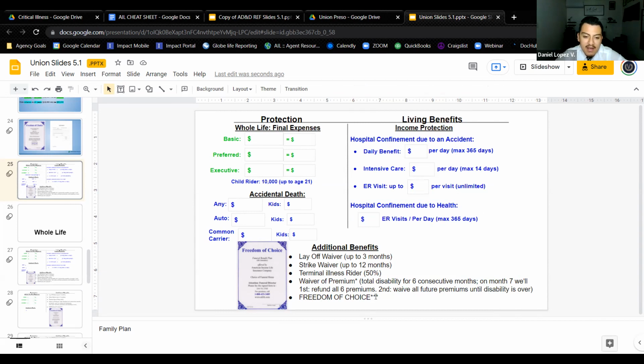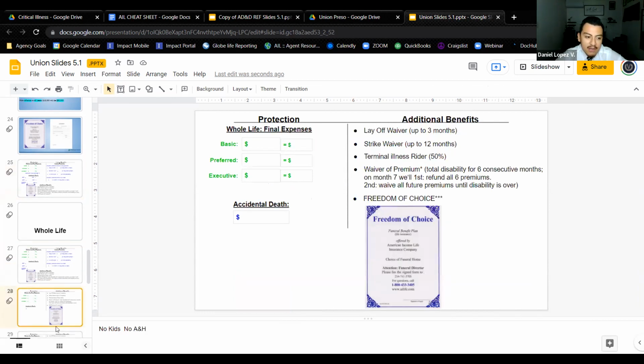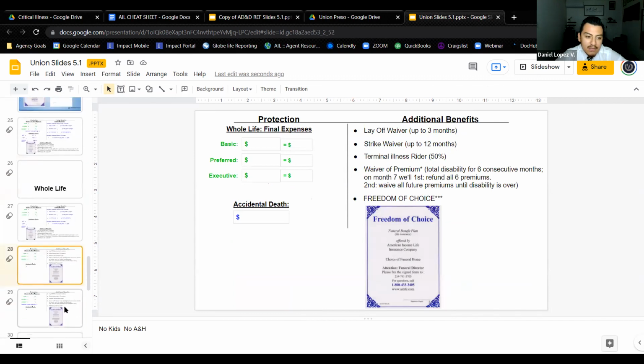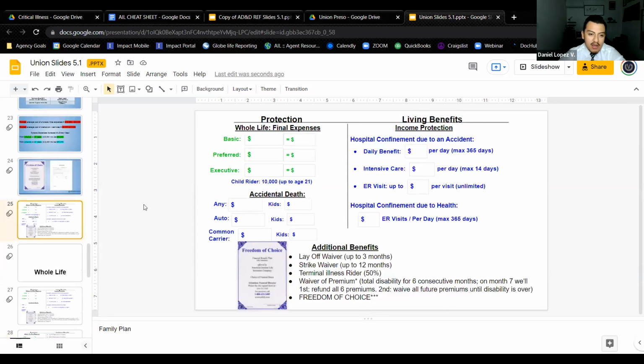Okay, same thing. If you're not giving them any A&H, then you go to the one that has no A&H and no kids, or no A&H with kids. The way you do this is very simple.